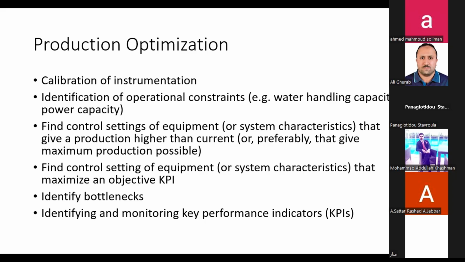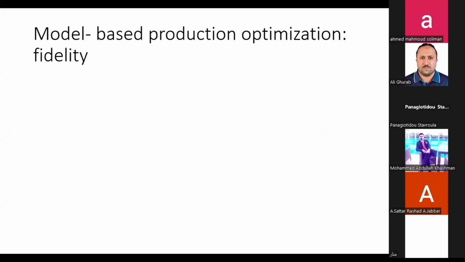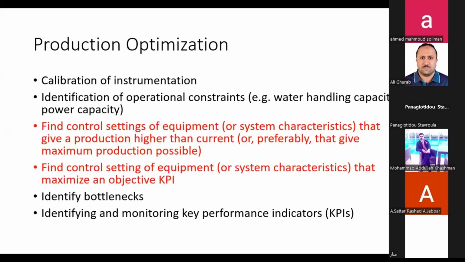So all these steps are actually used in the oil and gas industry, under the umbrella of production optimization. This is the most common step we are using right now. It's finding the control setting for the equipment, identifying the KPIs, and selecting the set point based on the KPIs that we have in the company. Any question till here?